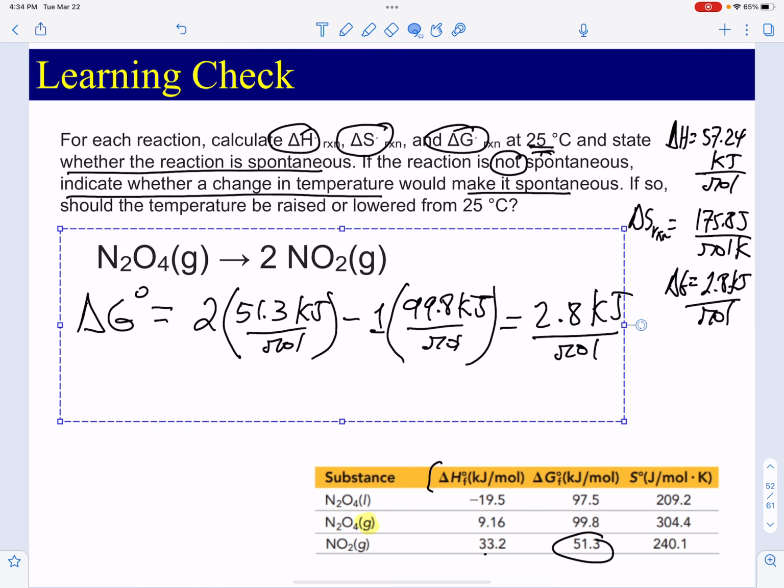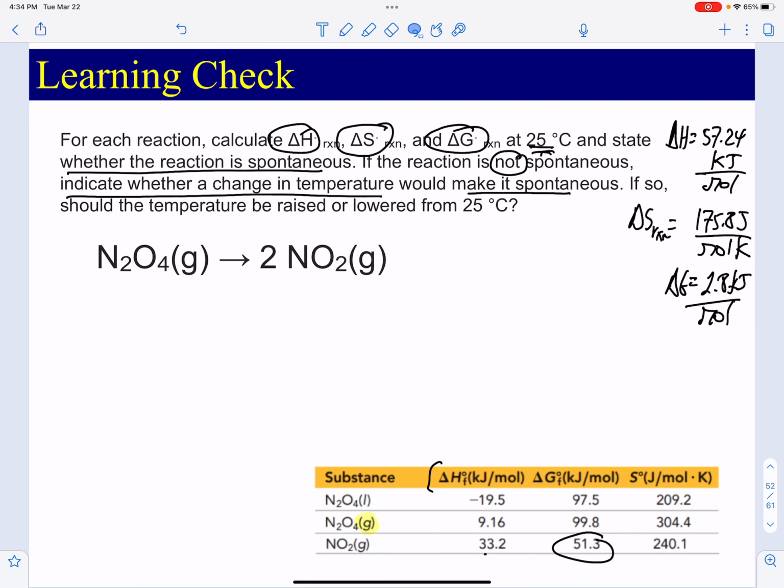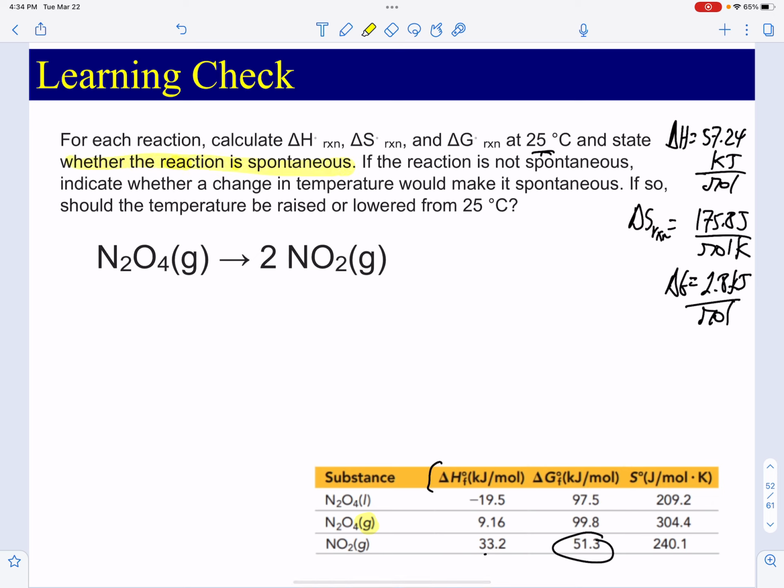So now that we have all the calculations, we can start making sense out of this. So the question now is whether the reaction is spontaneous or not. Well, delta G is positive, so the reaction is non-spontaneous. To be spontaneous, delta G has to be negative. Delta G equals 0 means it's at equilibrium. So this will be a non-spontaneous reaction because our delta G was positive.